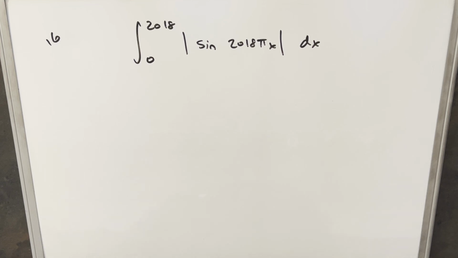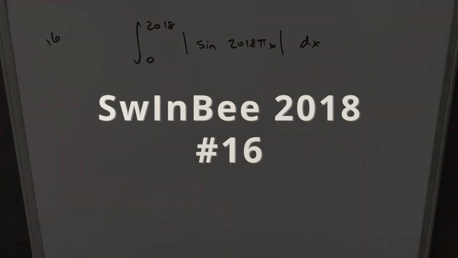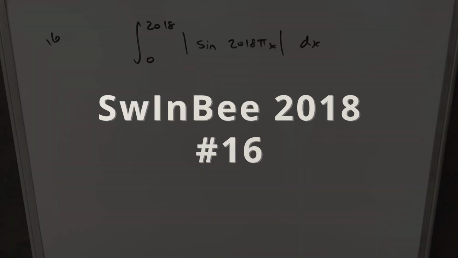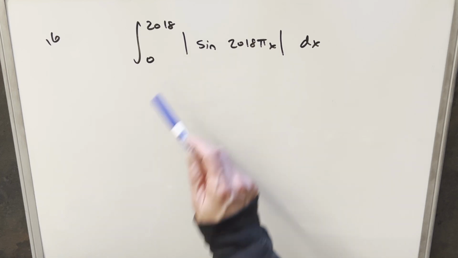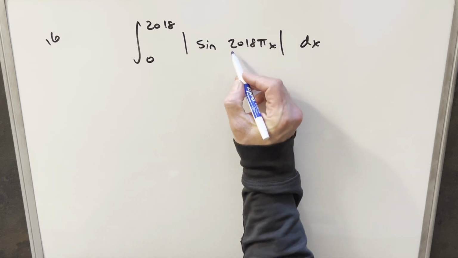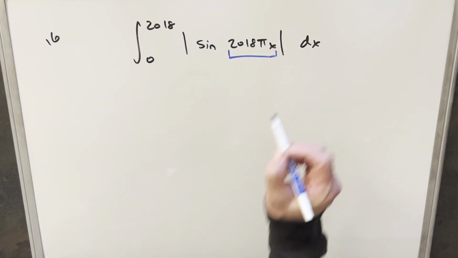Okay, we have here today a really interesting problem from the SwinBee 2018. This was problem 16. We have the integral from 0 to 2018, absolute value sine 2018 pi x dx. Okay, now before we get to dealing with this absolute value, the thing that bothers me more right now is what we have here on the x.